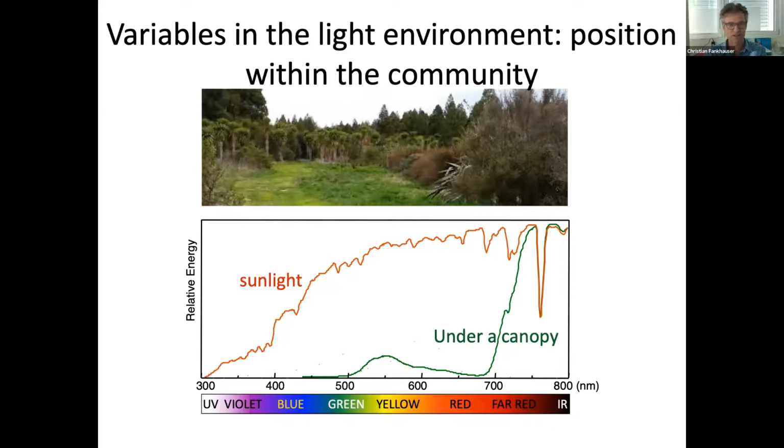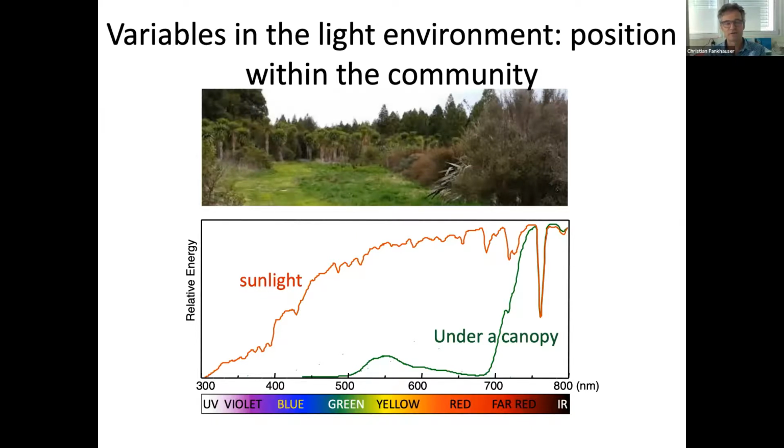A third change in this light environment, and that's the one I'm going to discuss for the rest of this presentation mostly, is the information about the light environment, which gives very precious cues about where the plant is within its community. If the plant is in an open environment, not shaded by other competitors, it will basically get the sun spectrum shown in red on this slide here, which is basically what we get from the sun once it's filtered through the atmosphere down here on Earth.